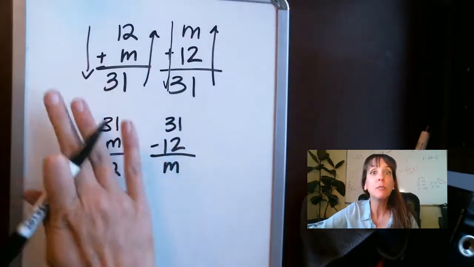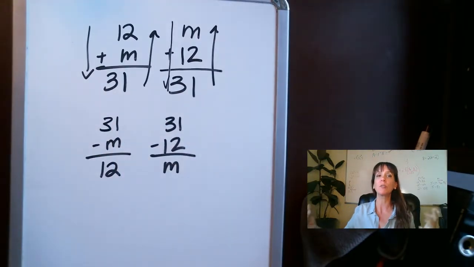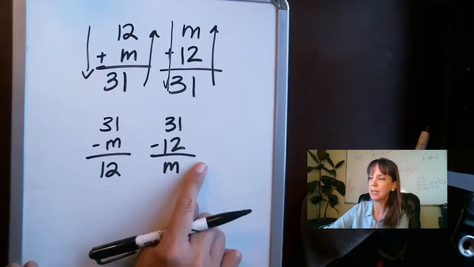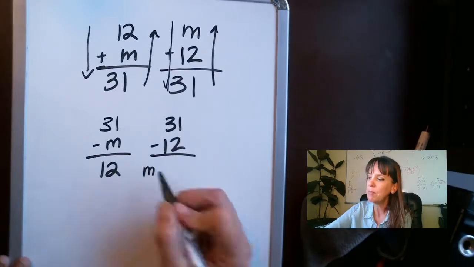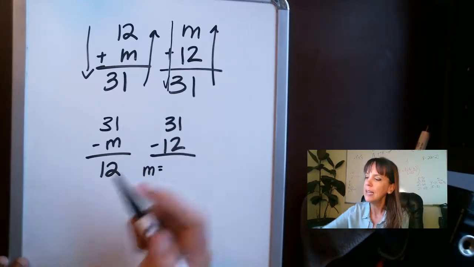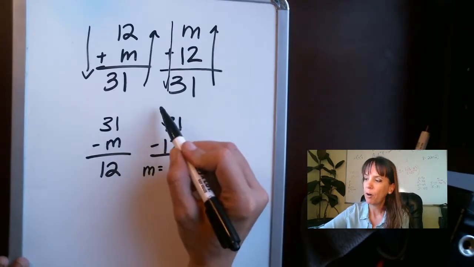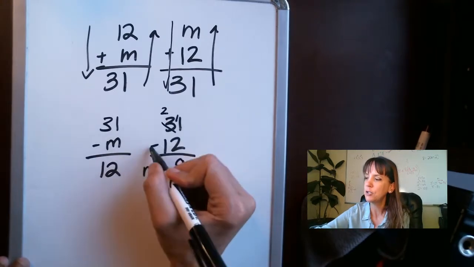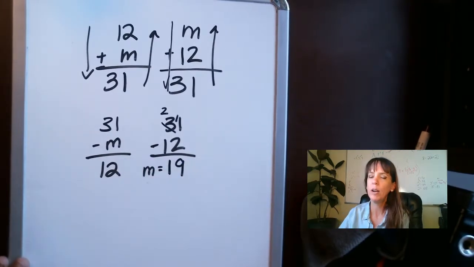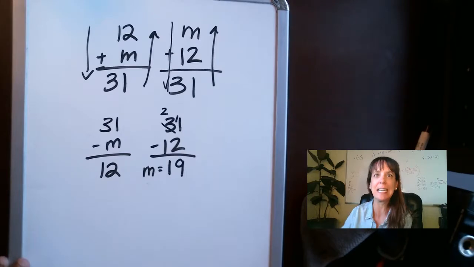Now, of these four facts, the only one that really makes sense for us to solve is this last one here, right? Because 31 minus 12 is something we can do. I'm going to move that m over here, maybe do a little equal sign. 1 minus 2, I need to borrow. And when I do, I bring that over here. I have 9. 2 minus 1 is 1. We have m equals 19.